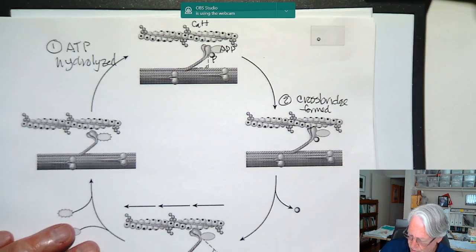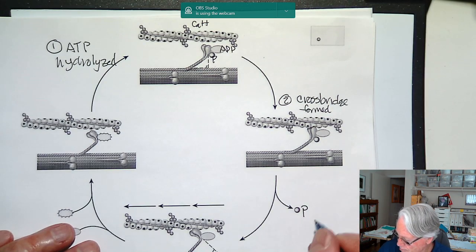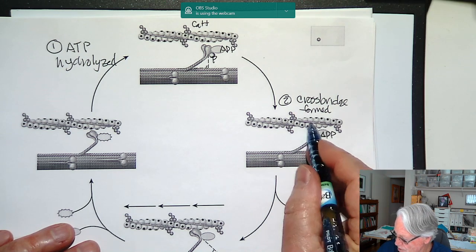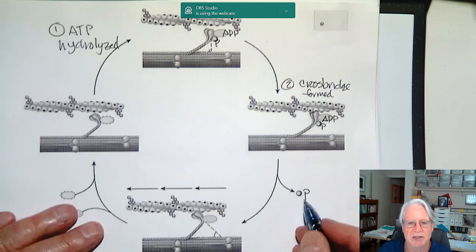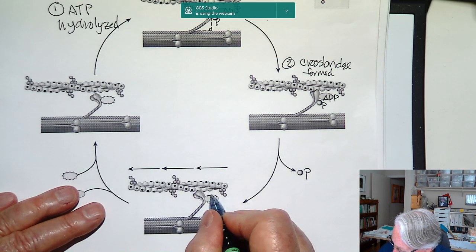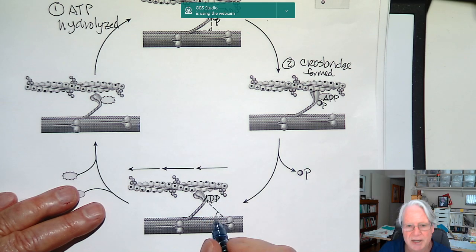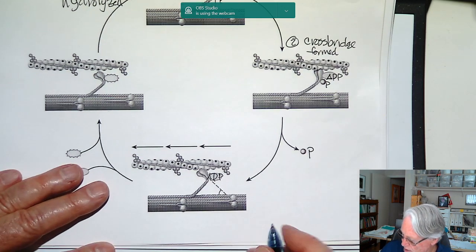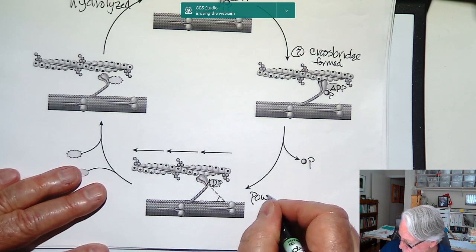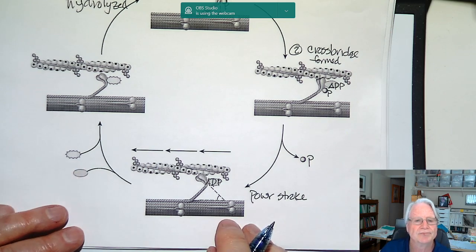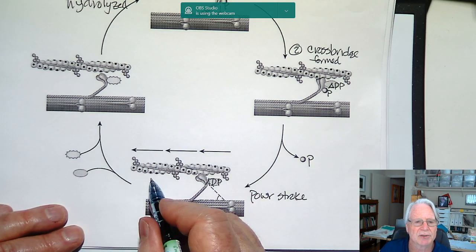And we get the release of the phosphate group. So we still have ADP and phosphate here. We form the cross bridge, we lose phosphate, and we still have ADP connected. And now we get a movement, a sliding. So this is our power stroke. And we get this movement towards the M line.